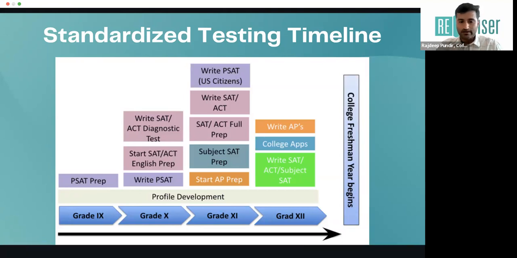The third component that we spoke about is the admission and college application process, which happens only in grade 12. So you can leave that for your final years. The fourth part is your test prep, which is your SATs, ACTs, and AP exam prep.